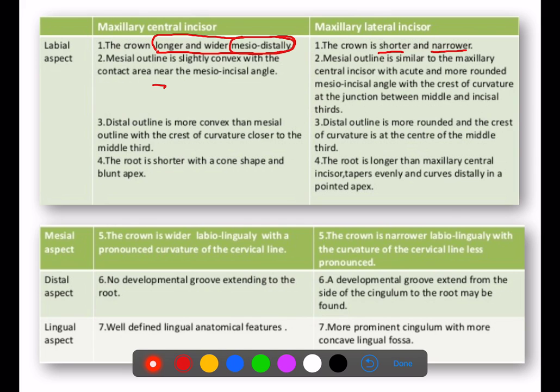And the second difference is the mesial outline is slightly convex with a sharp mesio-incisor line angle, whereas in the lateral the mesial outline is acute and more rounded when compared to the central incisor. So the distal outline is more convex than the mesial outline in the central incisor, and the crest of curvature is closer to the middle third, whereas in the lateral incisor the distal outline is rounded and the curvature is at the center of the middle third.